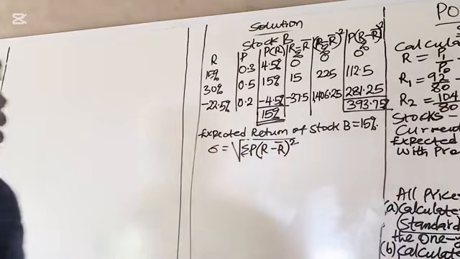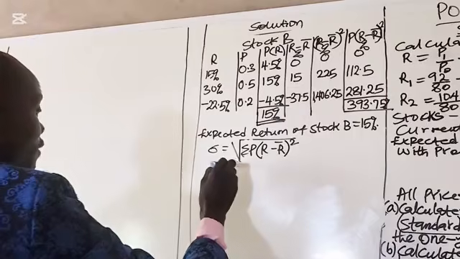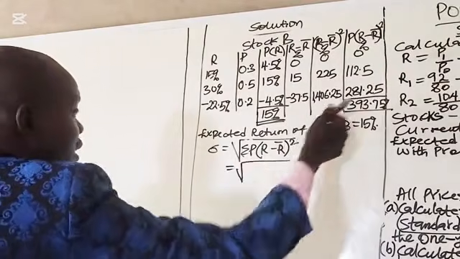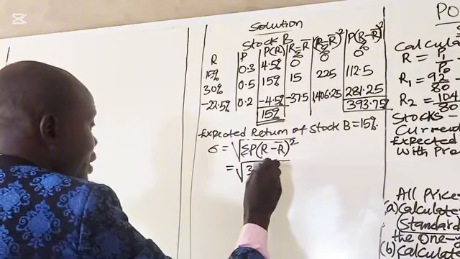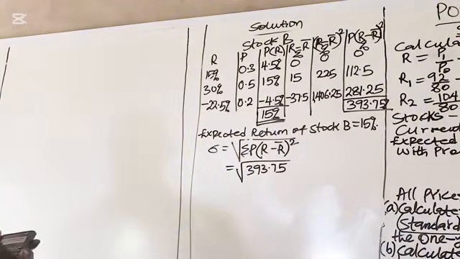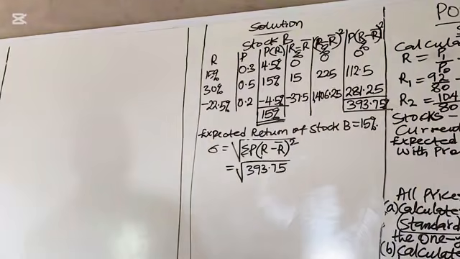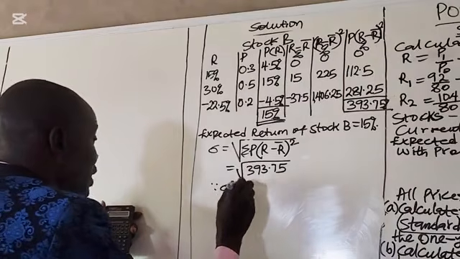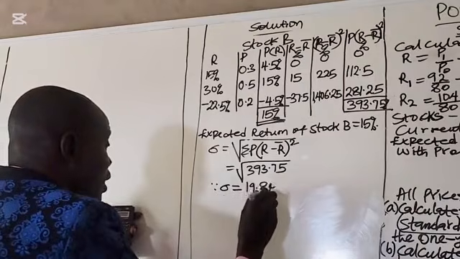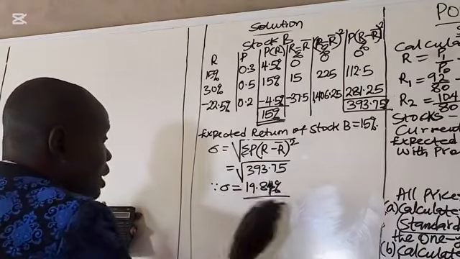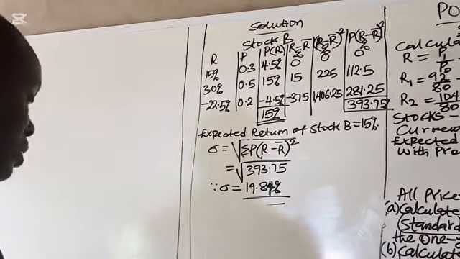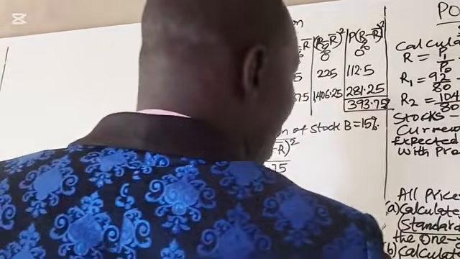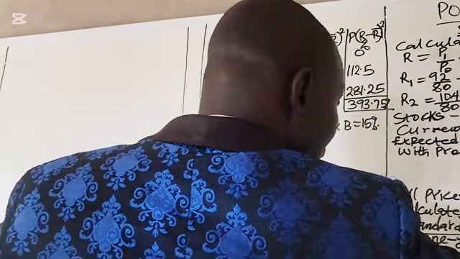393.75%. And this is the formula for calculating the standard deviation, which is the square root of variance. Our variance is 393.75. What is the square root of that? We have 19.84%. Therefore, the standard deviation of stock B is 19.84%.